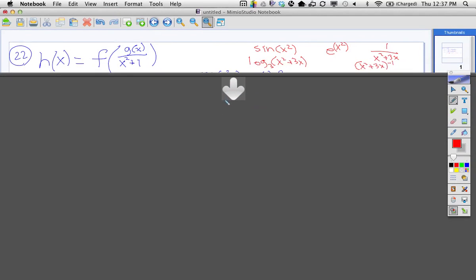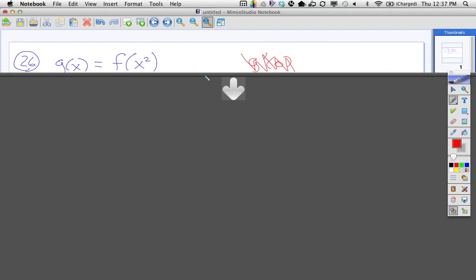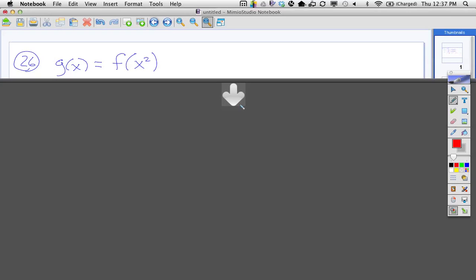Okay, let's go to number 26. All right, 26 says g of x equals f of x squared. Again, you have a function on the inside. They ask us what?